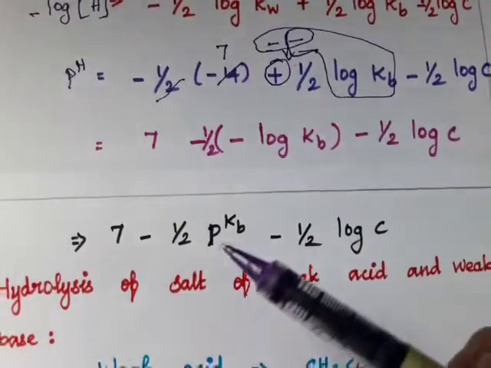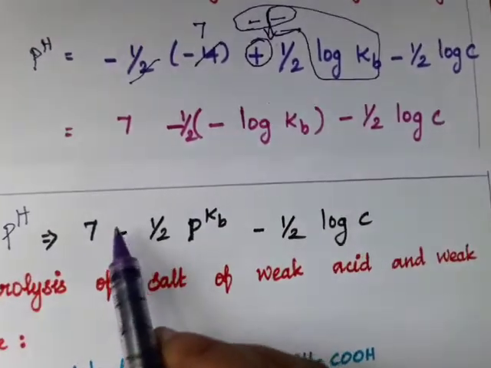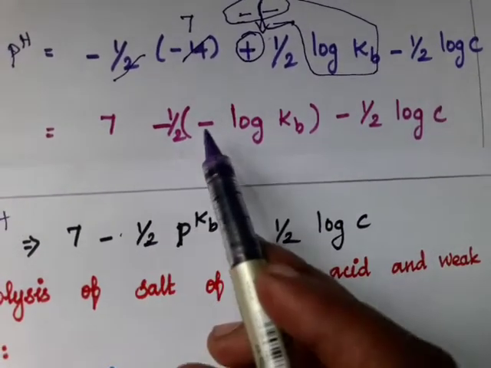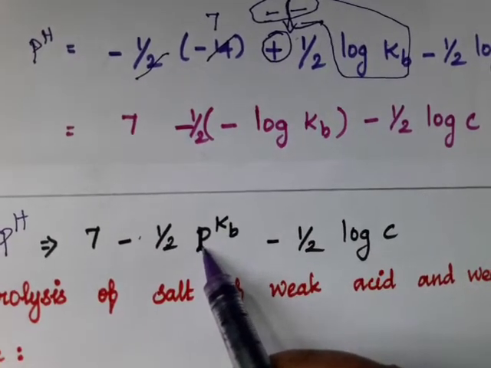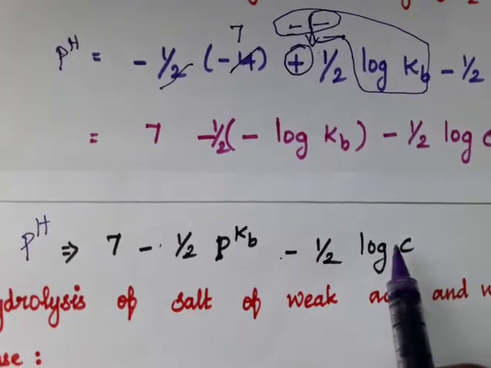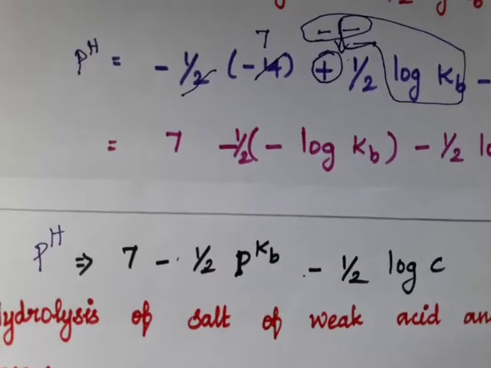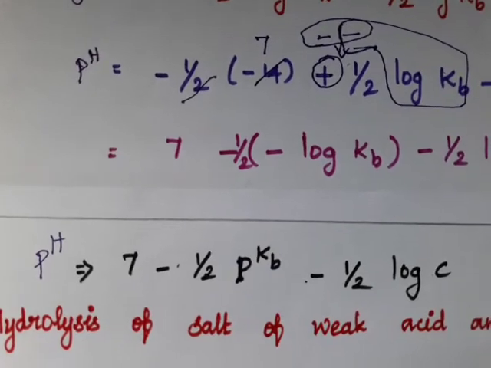So we got the final equation. pH is equal to 7 minus half, so instead of minus log Kb, we can write pKb, minus half log C. So this is the formula that will be used to find out the pH of salt hydrolysis of strong acid and weak base.